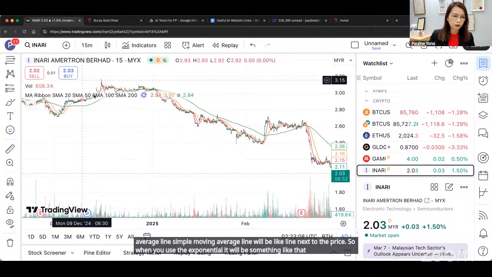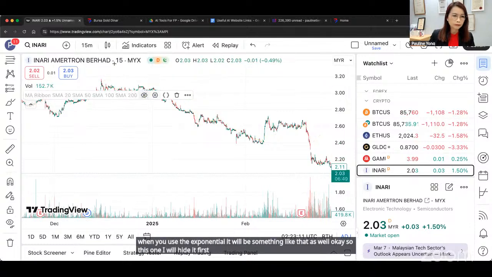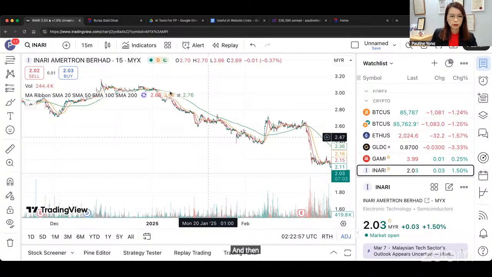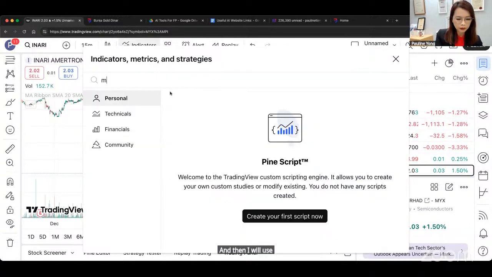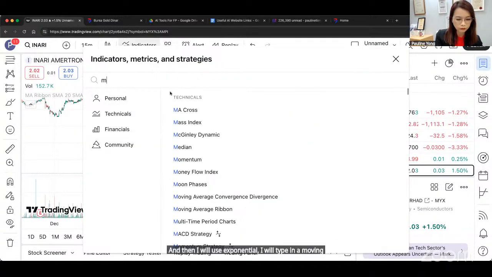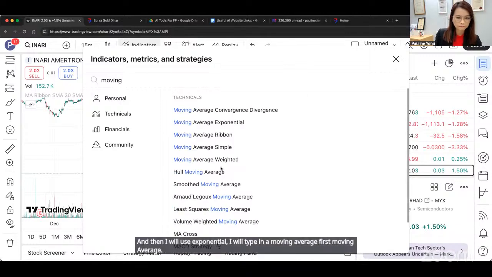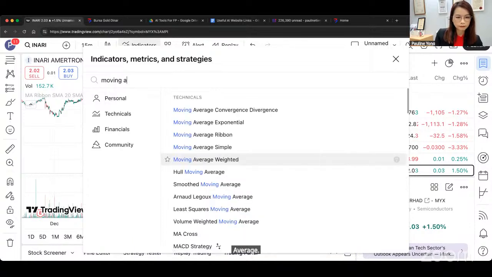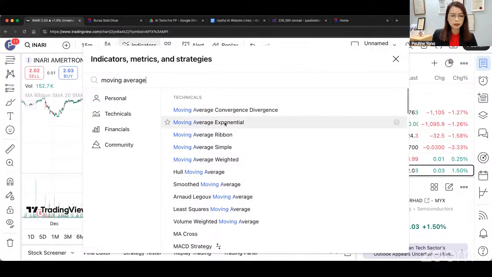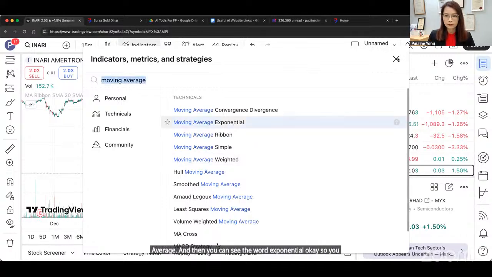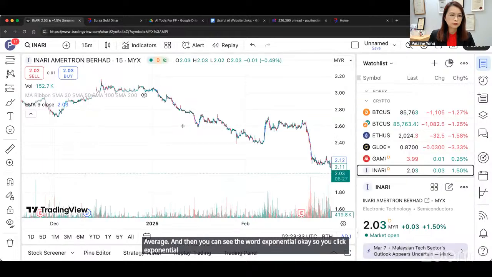Okay, so this one I will hide it first, and then I will use exponential. I will type in moving average first. And then you can see the word exponential. So you click exponential, and then you will see a line. The exponential is a default 9 days, or 9 period.